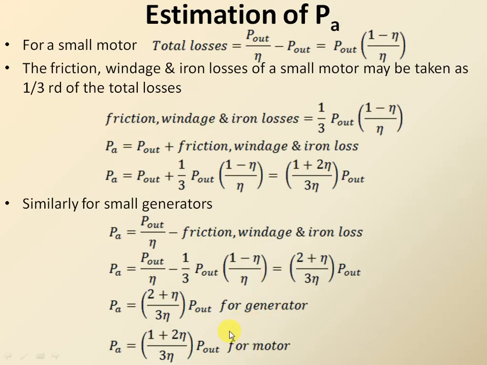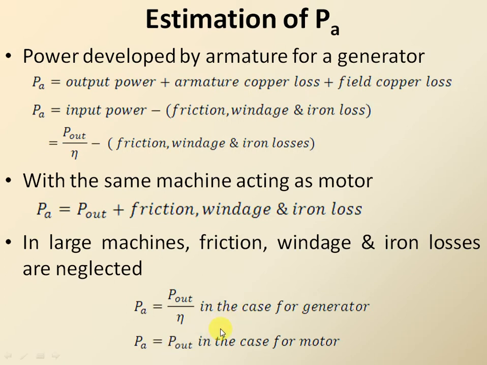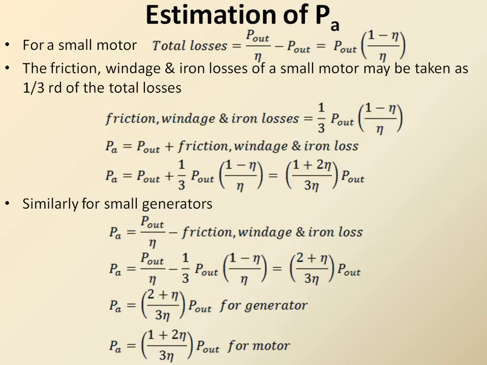These relations are valid only for machines having ratings less than 250 kilowatts, and these relations are valid only for machines having ratings greater than 250 kilowatts. In problems associated with the design of DC machines, the very first step is to find the armature power developed in the machine. So if you don't know these relations, then you won't be able to solve the problems further.